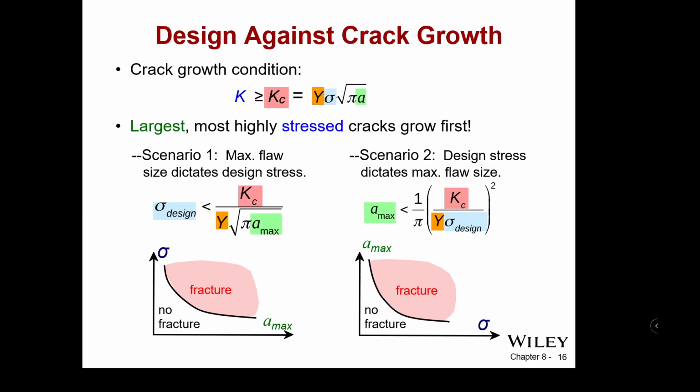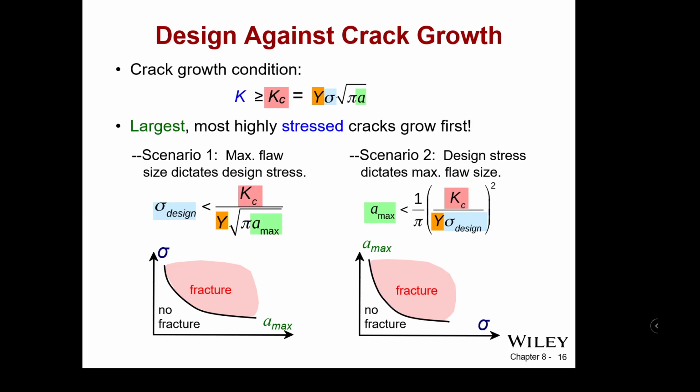A little bit different mathematical representation. It's an inversion of the other scenario here. So we have an inversion to describe what the max flaw size is, so that half crack length. So two different ways. It's the same equation, just presented from two different viewpoints. No fracture is below the curve, fracture is above the curve.